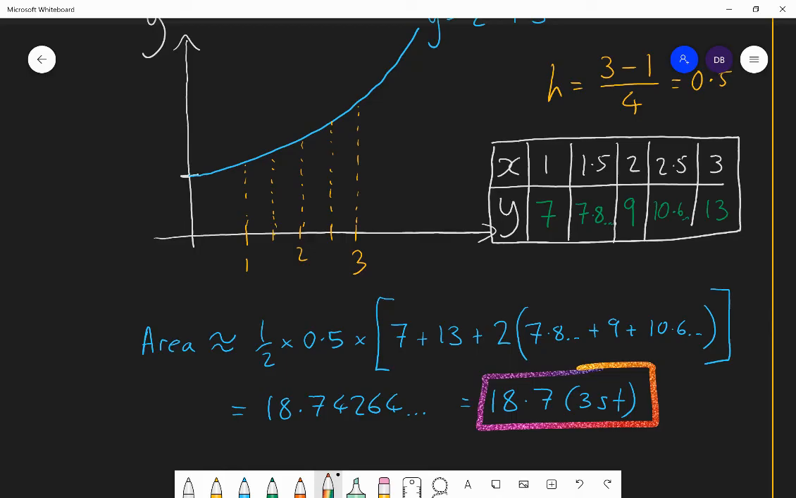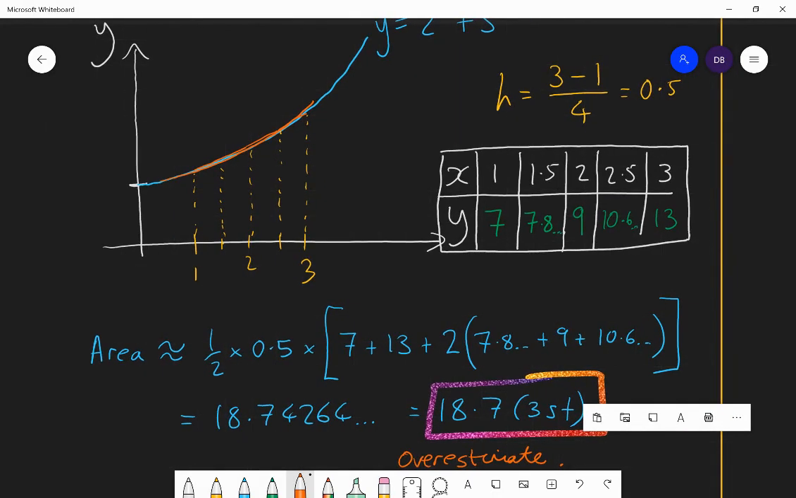This is an overestimate of the actual area because my trapezium, since this curve is curving upwards, the trapezia, if I draw straight lines, will all be above the curve. The curve will be below the trapezia. So this here is an overestimate of my area, because the trapezia rest above the curve, which is curving below it.